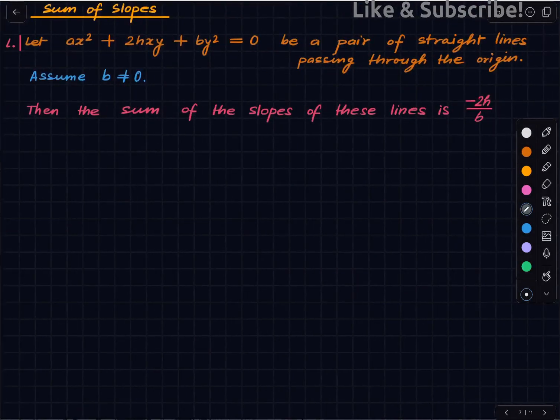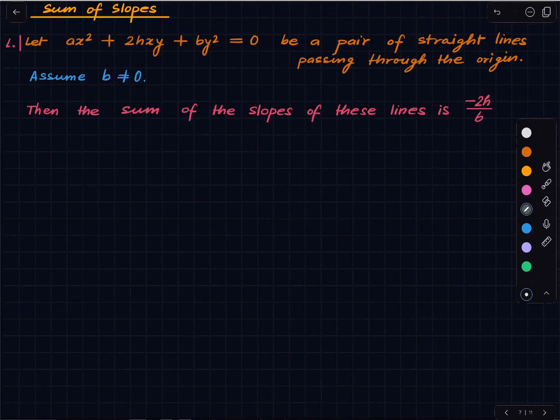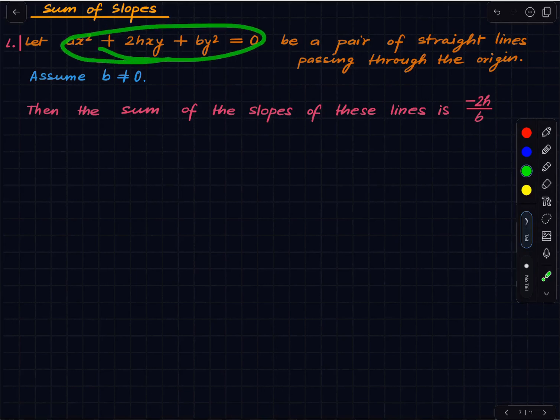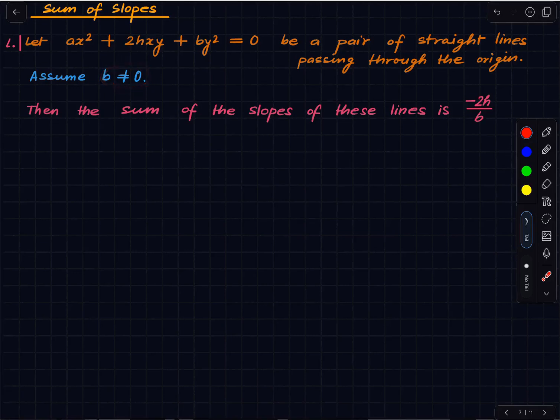Similarly, we have a formula for the sum of the slopes. So let me just read it out. What we have is, again, the pair of straight lines, and assume b is non-zero, so that the sum of slopes makes sense. If b is 0, then one of the lines is vertical, and then the sum of slopes doesn't make sense. So what we are saying is that the sum of slopes is minus 2h by b.